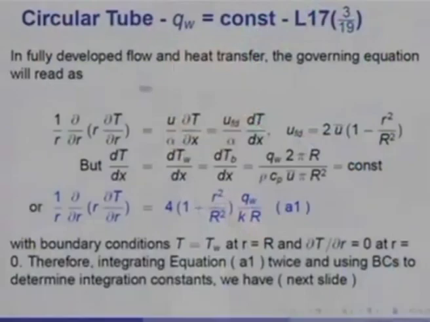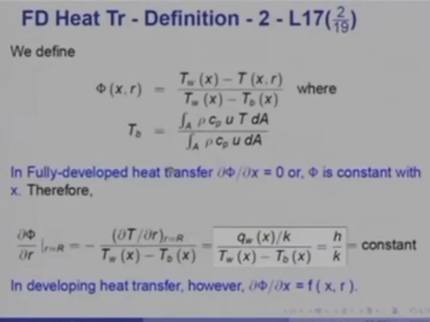So, let us take the first case, the simplest case which you have studied in your undergraduate course, that of a circular tube with constant heat flux at the wall. In that case, the governing equation, as you will recall, is simply 1 over r d by dr of r dT by dr equal to u divided by alpha times dT by dx. Alpha is thermal diffusivity k by rho Cp, but since q wall is constant, dT by dx would be replaced by dT bulk by dx, and it will actually also mean dT wall by dx from our definition.